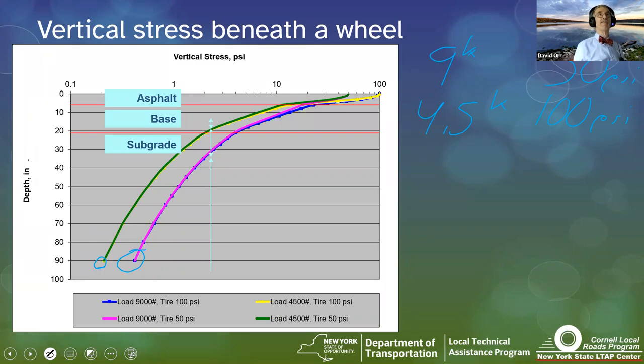But I just want you to keep that in mind, because the 4,500 and the 9,000 pound wheel loads actually have the same stress, and by the way, strain as well, right at the very surface due to this issue of high pressure tires, okay? So the higher the pressure of the tire, the more you have to be aware of that particular problem, okay?